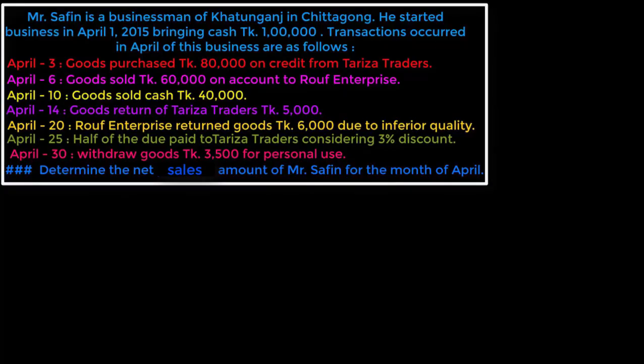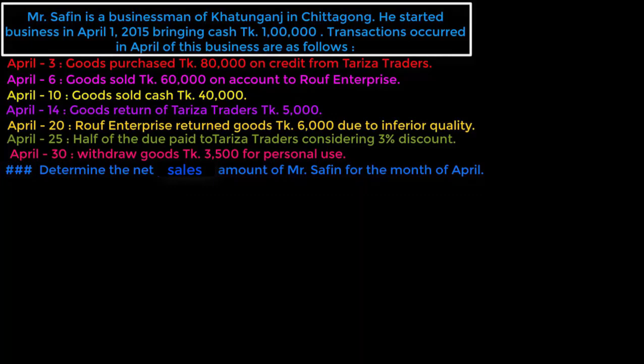Look at this question now. Mr. Safin is a businessman of Khatunganj in Chittagong. He started business on April 1, 2015, bringing cash taka 1 lakh. Transactions occurred in April of this business are as follows.